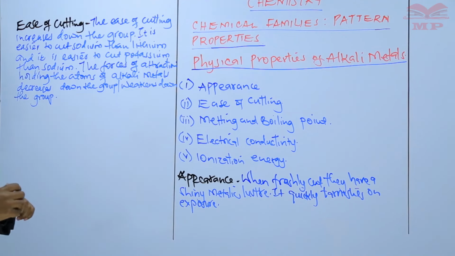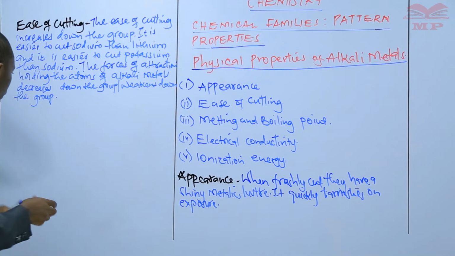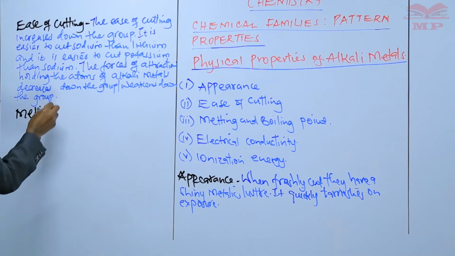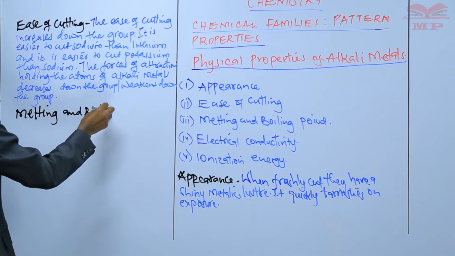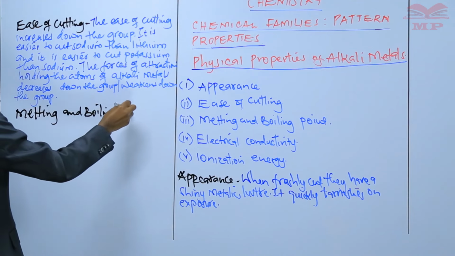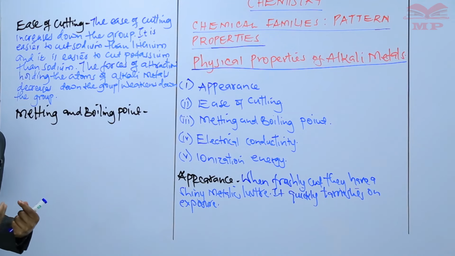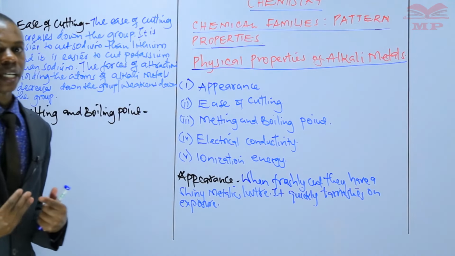Our third physical property is melting and boiling point. The melting and boiling points of alkali metals decrease down the group. Melting and boiling points of alkali metals decrease down the group.